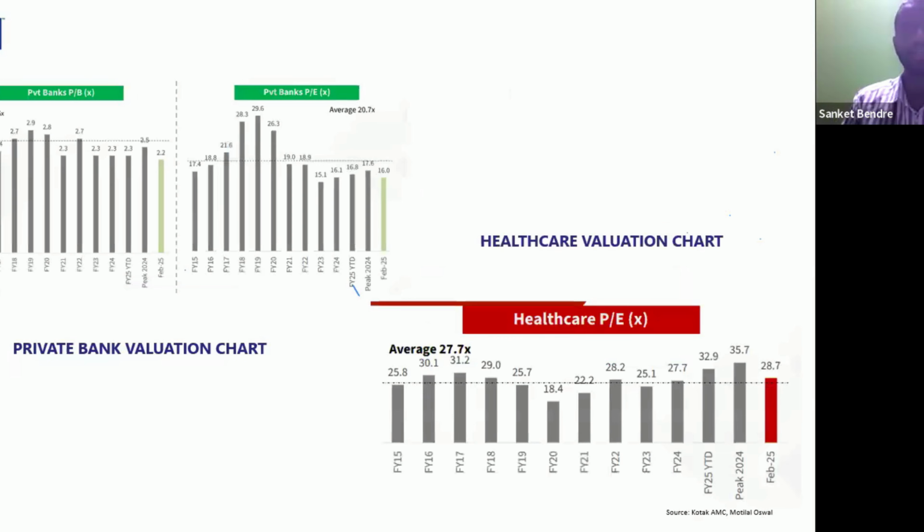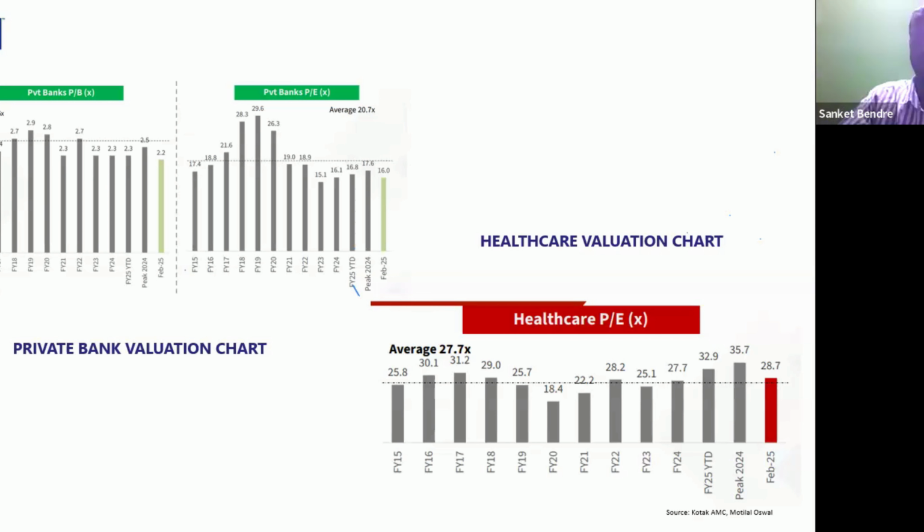And we can see here as well that private banks are trading at lower valuations compared to the historical average. Similarly, on the price to earnings ratio as well, we can see that the private banks have been trading at a PE of 16x compared to its historical average of 20.7x. And we can see that most of the investors have been avoiding this cheaper valuation. As a result of this, we saw FII inflows in the month of March.